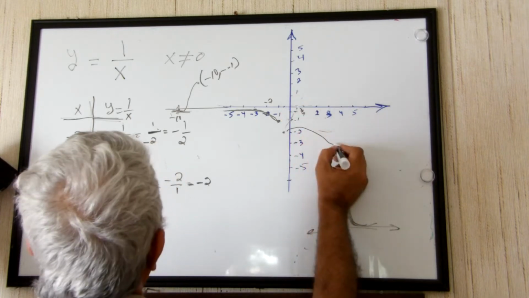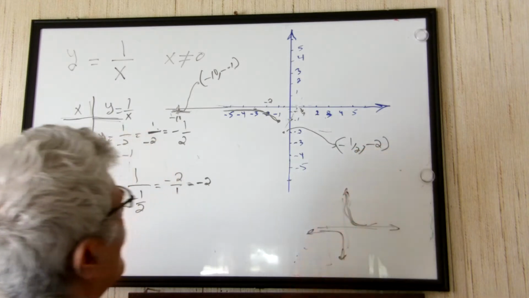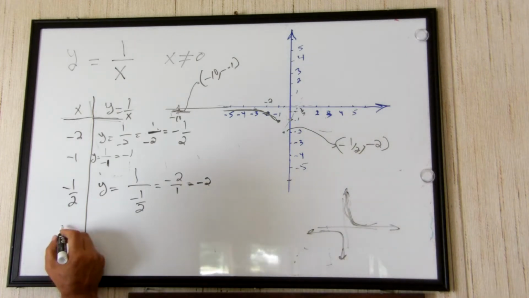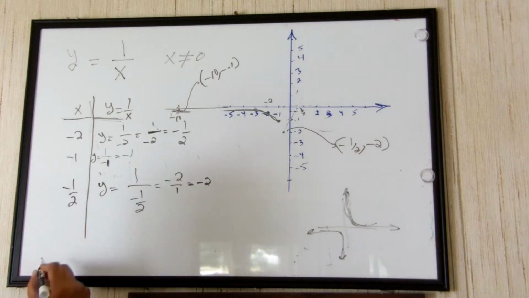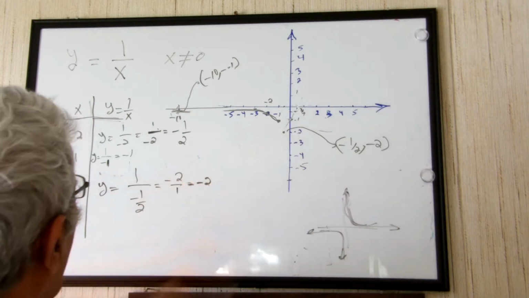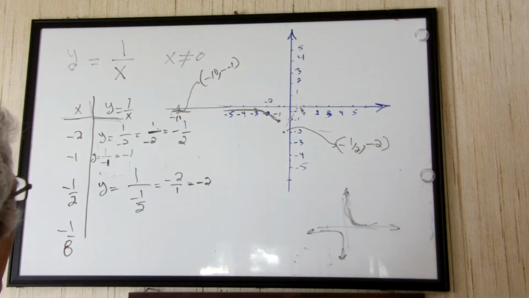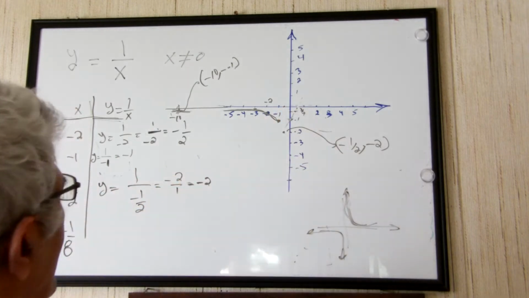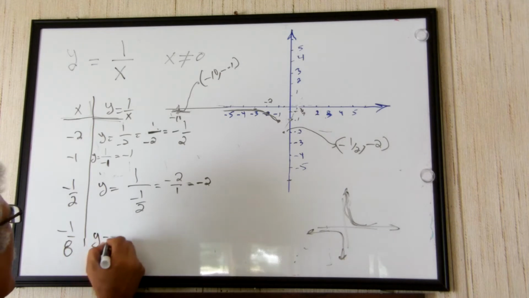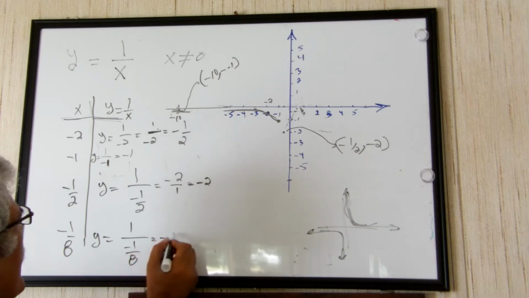The point is minus 1 over 2, this is minus 2. So if we get another point just less than minus 1 over 2, you know, this is actually minus 0.5. Let's say minus 1 over 8. 1 over 2 was half of it, 1 over 8 is 1/8 of that. So y is going to be 1 over minus 1 over 8, which is equal to minus 8.